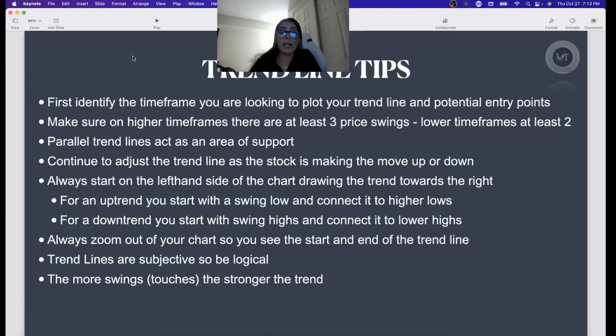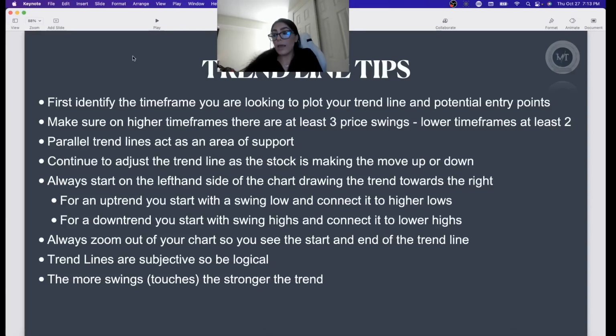And then be logical. Obviously, don't over chart your stock. This goes for even charting support and resistance levels. You don't want to have a million different trend lines. You want to chart what makes sense. If it makes sense, if it's logical, that is what you want to chart. You don't want to have a million trend lines, just like you don't want to have a million support and resistance lines. You want to chart what makes sense and what is higher probability on whatever time frame that you're looking at. And like I said, the more swings, touches on the trend line, the stronger the trend is.